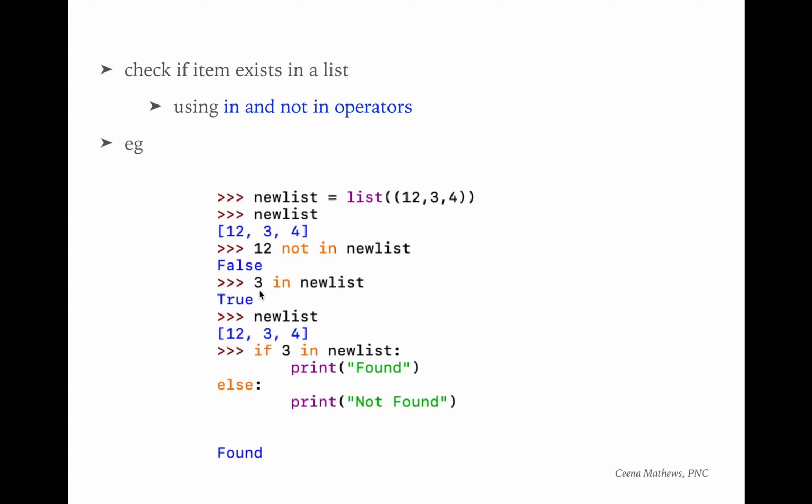Okay, in the next example we check 3 in list. Since 3 exists in the list, it will display the result as true. If you give a number that is not in the list, if you give here 5 instead of 3, 5 in new list, since 5 is not there in the list, it will display the result as false. And here if you give 5 not in, it will give the result as true. In and not in can also be used with the if statement. If 3 in new list, based on the result you can print either found or not found. Since 3 is in new list, it prints the result as found.